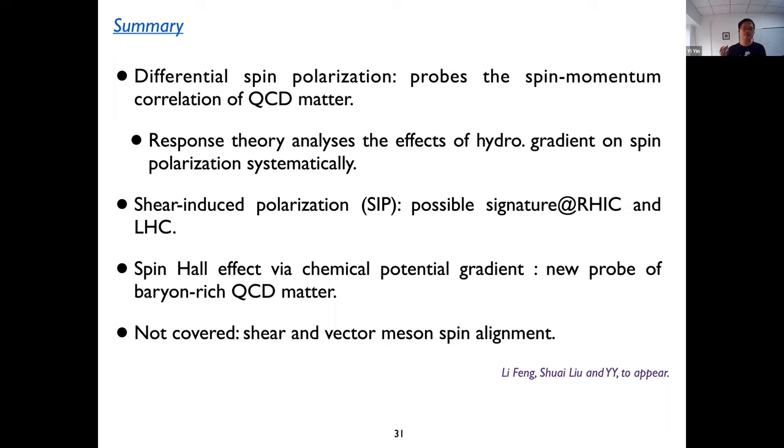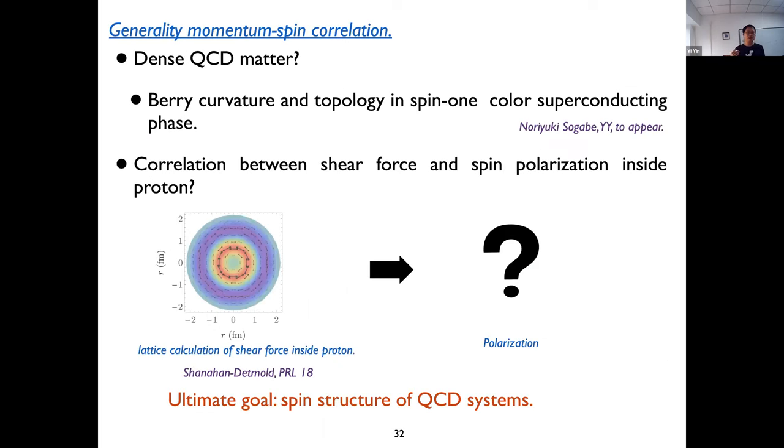So one of my motivations is really to understand the generality of the momentum-spin correlations in QCD systems. Another such QCD system is the color superconducting phases of QCD matter, which might be relevant in the core of neutron stars. One thing we learned recently is that baryon curvature will not only generate the spin Hall effect, but also some interesting spin-momentum correlation phenomena in the spin-one color superconducting phases. This is work we wish to publish soon with another postdoc in my group, Nori Sogby.